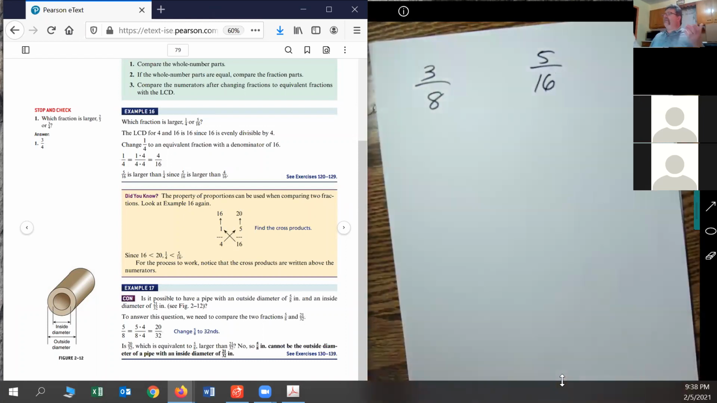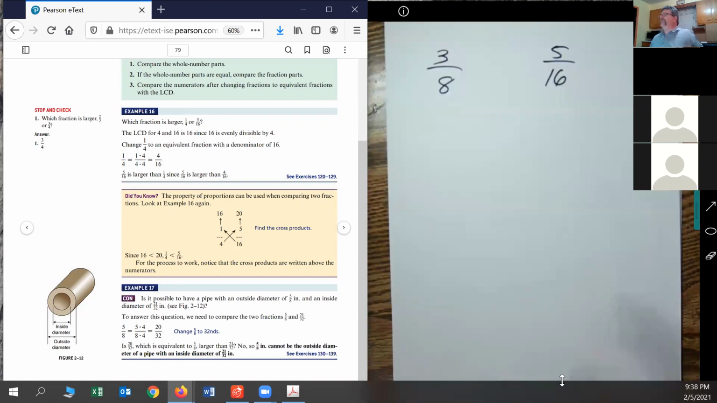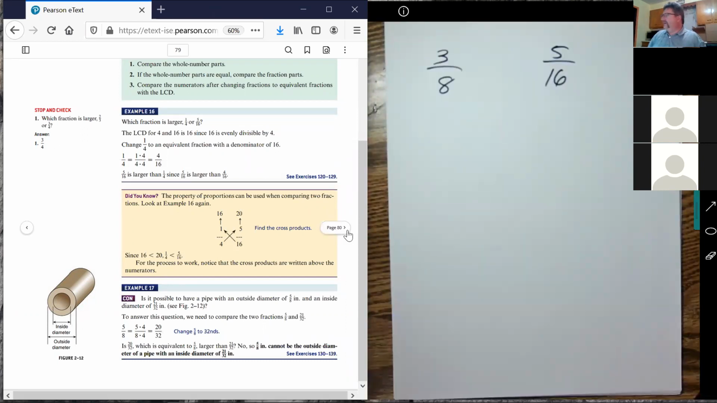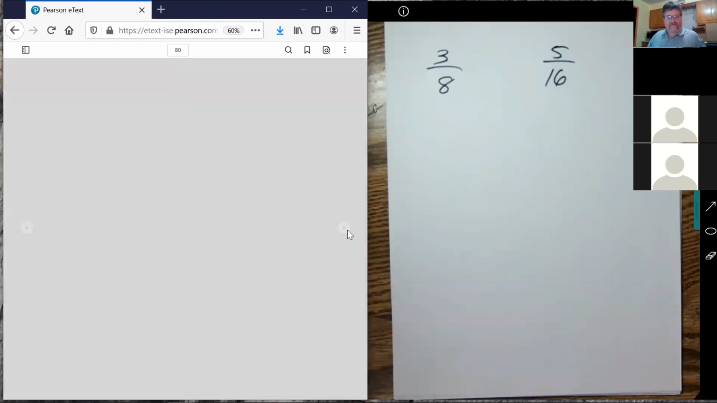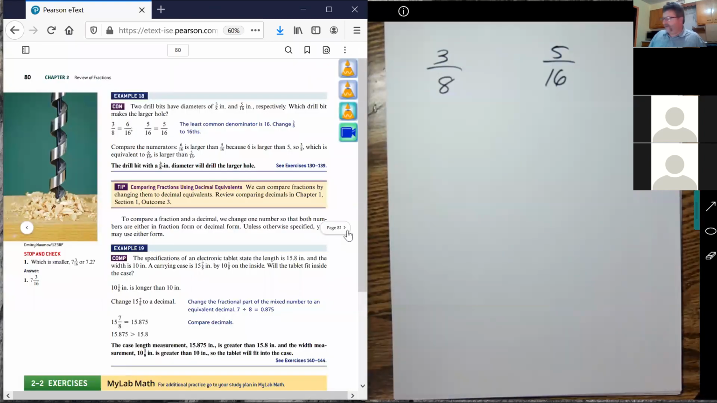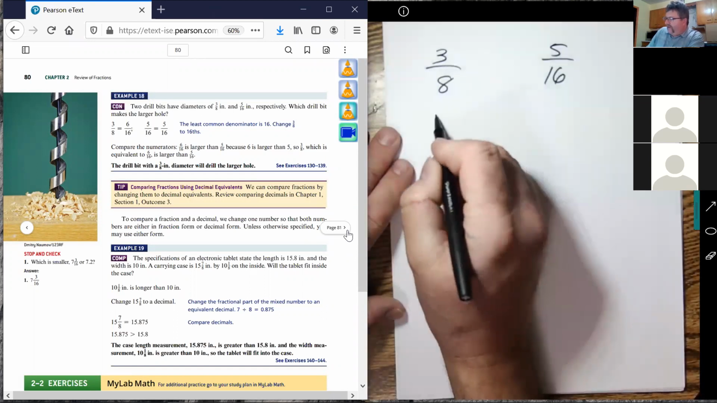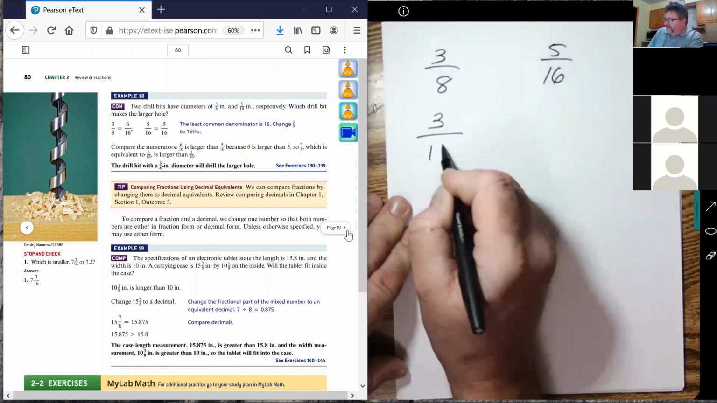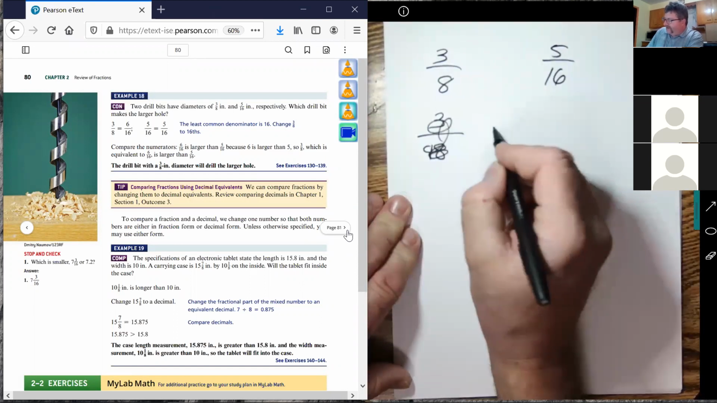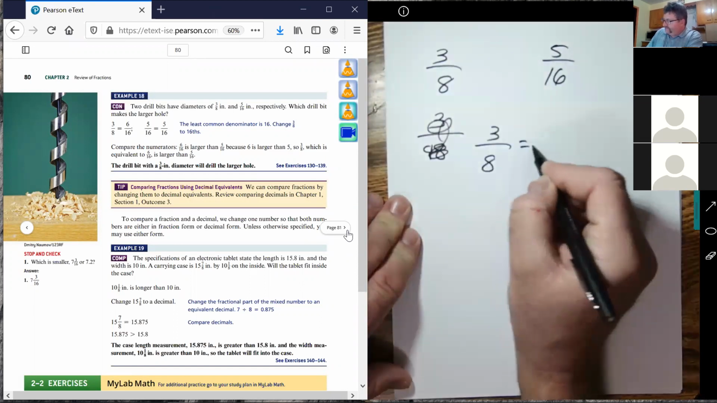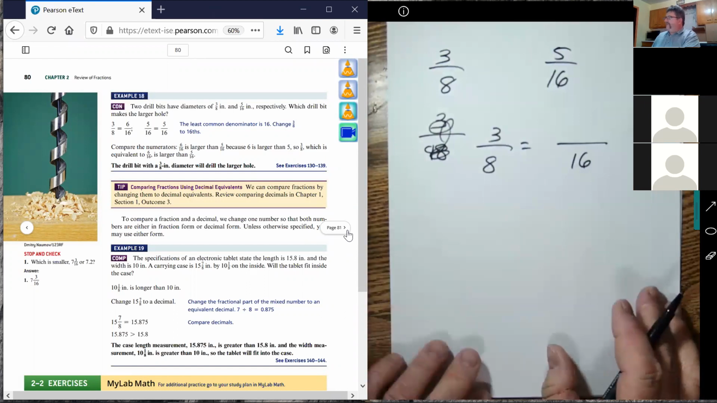I need a common denominator to compare them. Now we can tell that I can turn an 8 into a 16, right? I mean, we know I can turn an 8 into a 16. So 16 is going to be my lowest common denominator. And we'll do more of this next week, finding those common denominators. But all I have to do to compare is take that 3/8 and turn it into denominator 16.